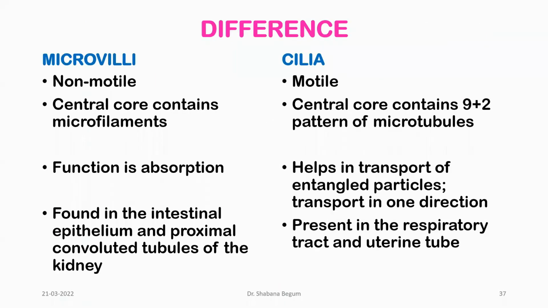Now, what is the difference between microvilli and cilia? Microvilli are non-motile. Cilia, on the other hand, are motile. The central core of microvilli consists of microfilaments. In case of cilia, it is microtubules. Function of microvilli is absorption. In case of cilia, it helps in the transport of particles in a particular direction. Microvilli, since they are important for absorption, are found in the intestinal epithelium, in the PCT of the kidney tubules, and the cilia, because they help in transport, are found in the respiratory tract and also in the uterine tube or the fallopian tube.